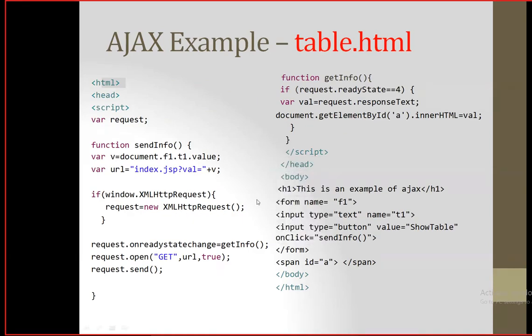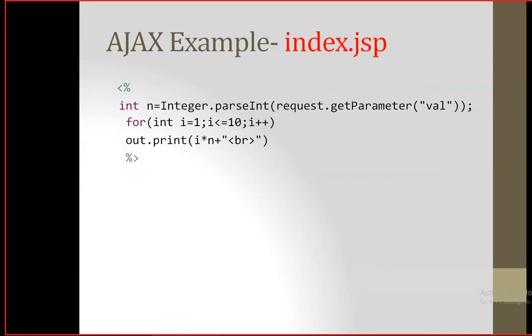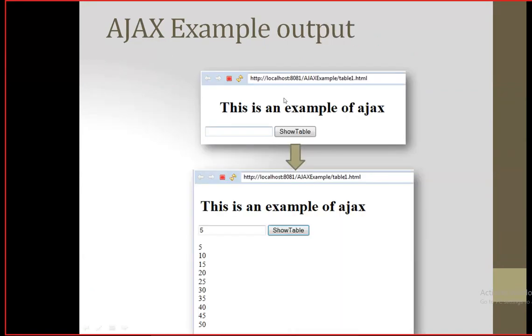Fine. So here's a very small example we have taken. What exactly are we going to display? Let us see the output first. So this is the web page. There's a text field and there's a button.